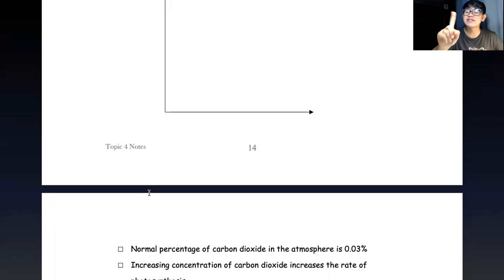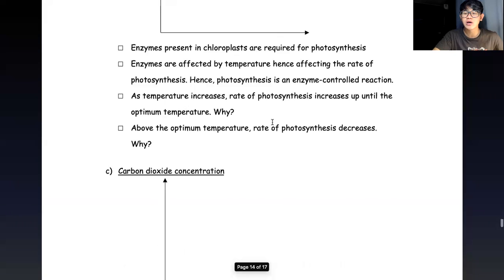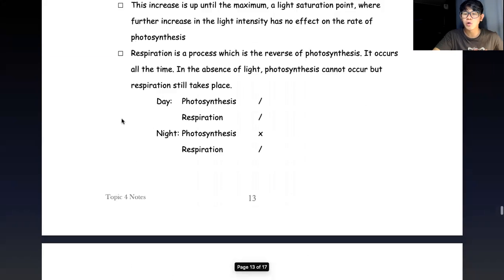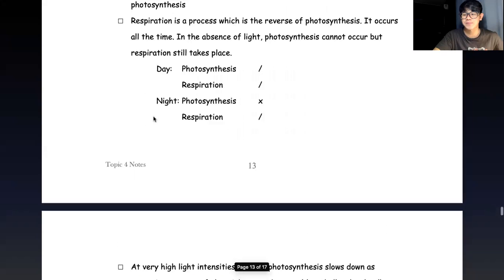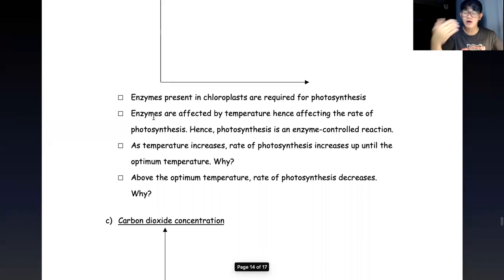So that's the first part. The second part: other factors may now be limiting because all the chlorophyll has been used up, as it has been saturated. It's maximum already, so other factors might be limiting. The other factors could be the temperature, or light, or even the number of chlorophyll.